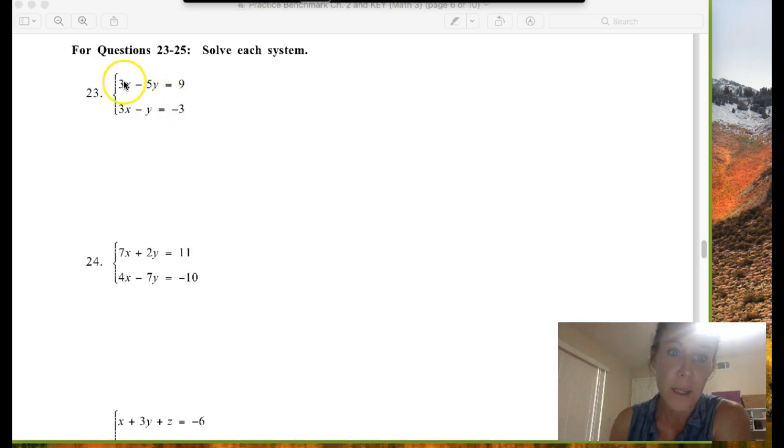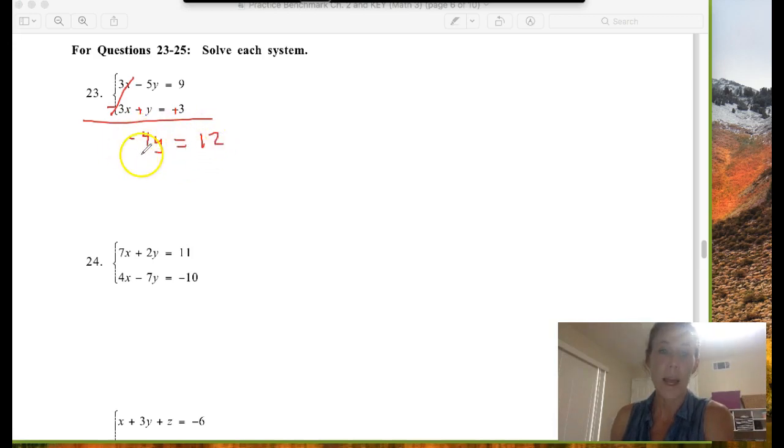I can subtract this from this. So if I subtract this equation from the first equation, I'm going to do a minus the whole thing. So that becomes minus, this becomes plus, and this becomes plus. If I subtract, that eliminates the x's. Negative 5y's plus 1y would be negative 4y's. That equals 9 plus 3 would be.